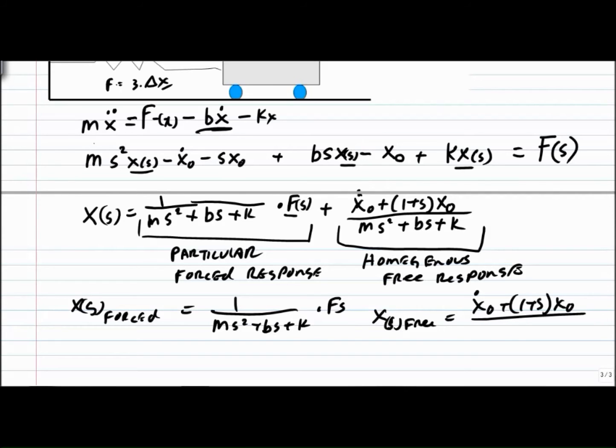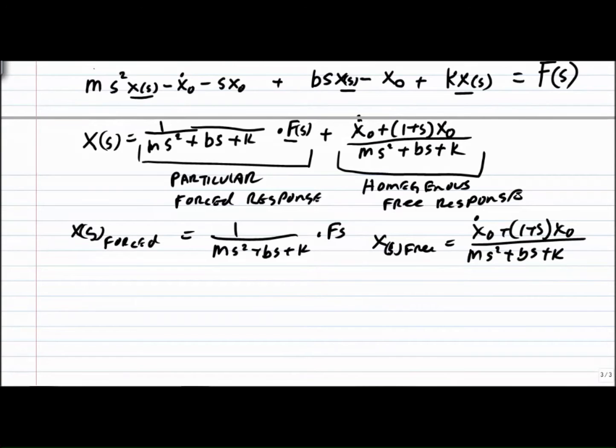We have the same denominator in both cases, and this denominator is called the characteristic equation, ms squared plus bs plus k. And those are good things to remember for an exam. The particular solution or the forced response comes from this part. The homogeneous free response comes from that part, and the denominator is called the particular solution. And when we look at the roots of that denominator, they will tell us a lot about how the system behaves. Okay, so those are my two things.